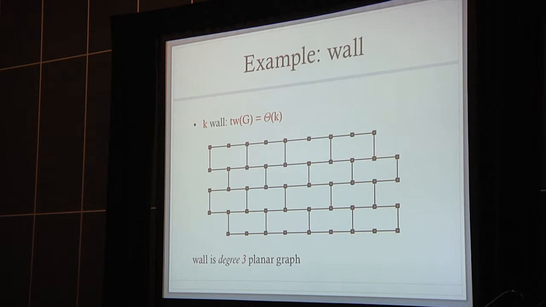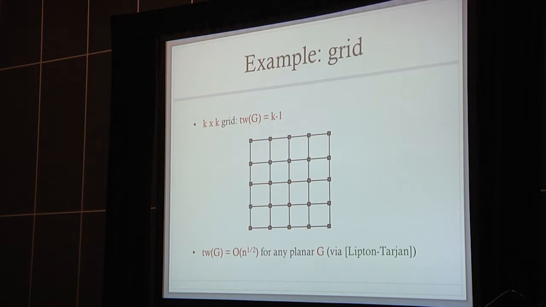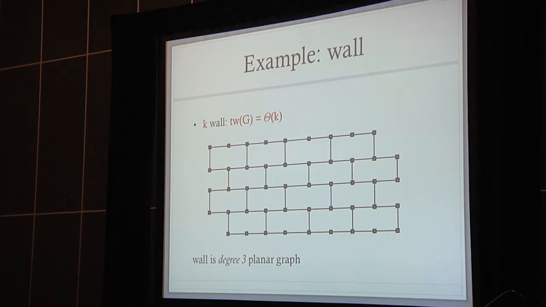They sort of look like grids. And you can also show that their tree width is k. The nice thing is that they're actually degree 3. So the difference between grids and walls is degree 3, and we'll come back to why this graph is important for tree width later on. Okay? These are also interesting planar graphs.